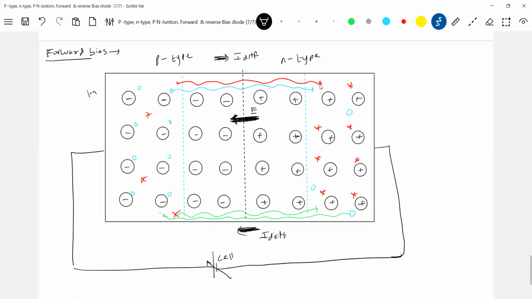Now what will happen? I will connect a cell. So what will this cell do? It's a positive terminal, and the hole is a positive charge. So what does it do? It will repel this positive charge. So along with the most energetic holes, the other holes will get a support, because there's a positive terminal, and there's a positive charge.